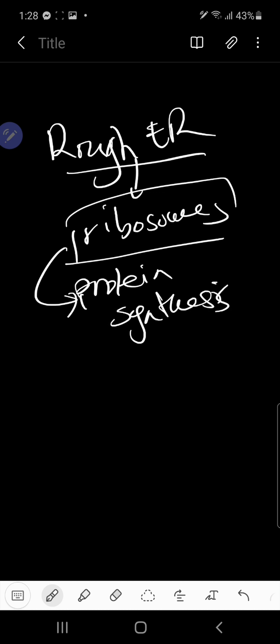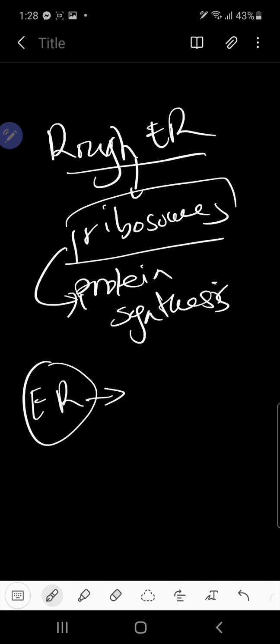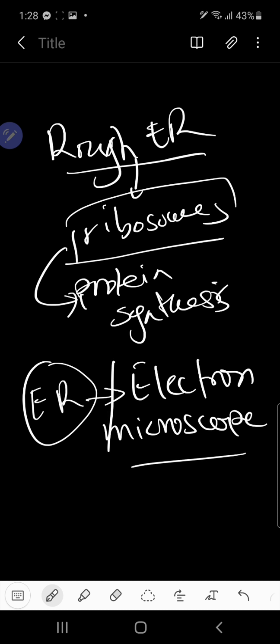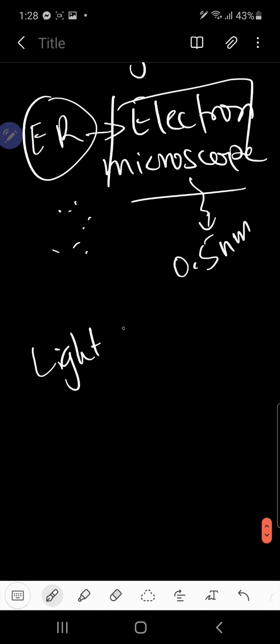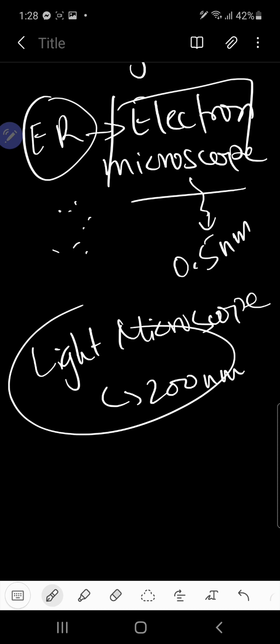One more important thing which I forgot to mention is that the endoplasmic reticulum is a very small structure, and we can only see it under an electron microscope. An electron microscope is required because these are very small structures inside the cell, so they are not typically visible with a light microscope. The electron microscope has a very good resolution of 0.5 nanometers, whereas a light microscope has a resolution of 200 nanometers. This is because of the wavelength of light, which is 400 nanometers.